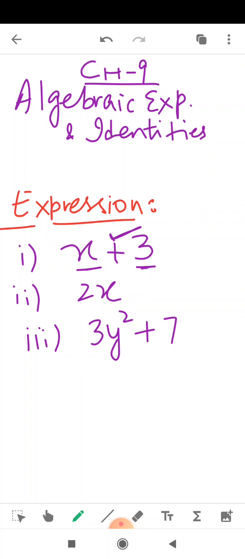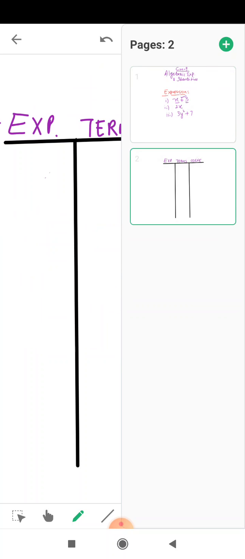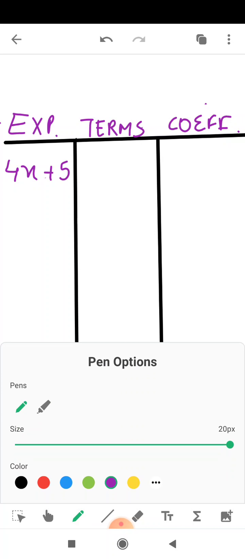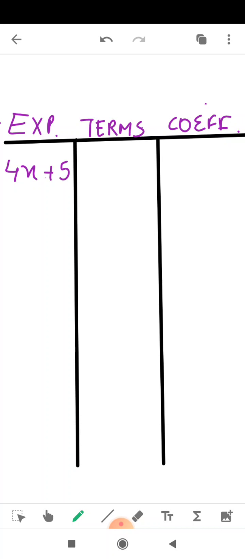So now in this chapter, the first thing that we will understand is the terms, factors and coefficients in the expressions. Okay, for example, I first take up an expression. The first expression I am taking up is 4x plus 5. Now here, how many terms does this expression have? Now terms, how to identify the terms? Terms are always separated by plus or minus sign.